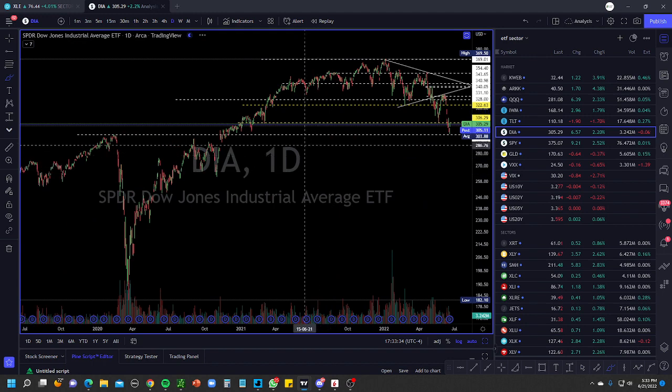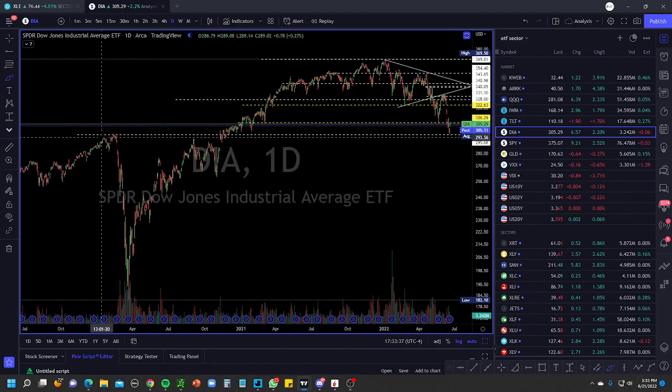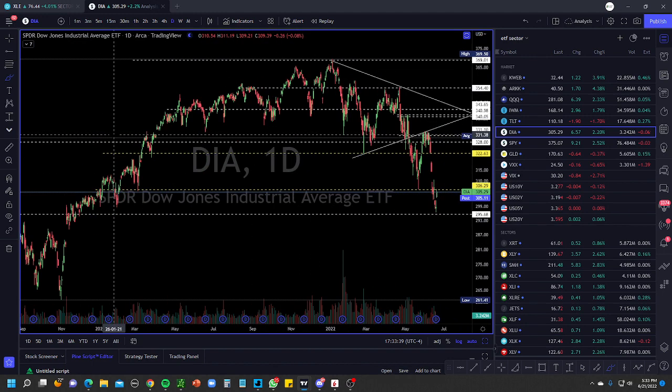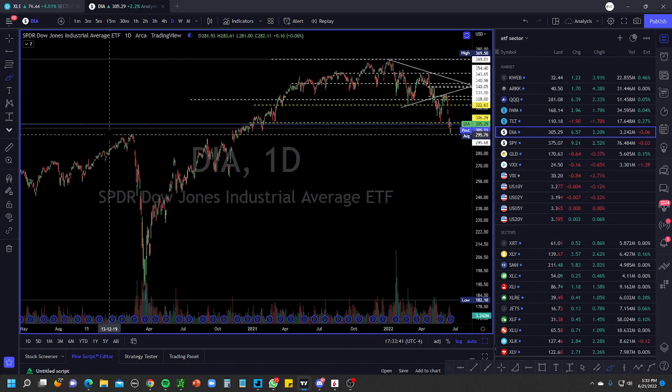Dow Jones, we have come down to test this level. So we have tested the 2019 level on Dow Jones, okay? The 2019 level was right here at 295, okay? So 295 level here, bounce, and a bounce from here. We can see a complete breakdown.